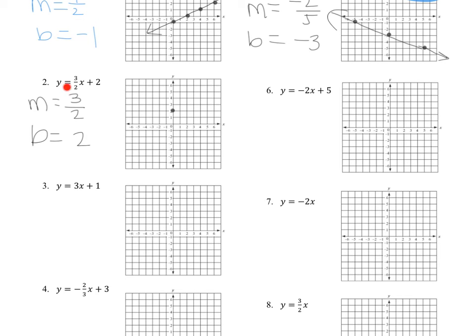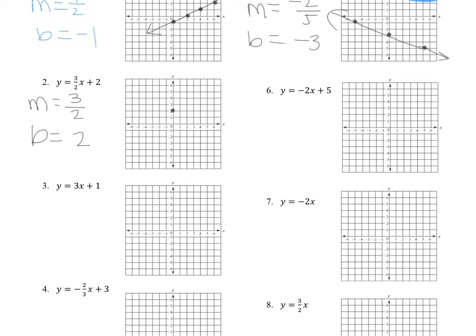Now I apply slope. So looking at my fraction, how high am I going to rise? 3. How far am I going to run? 2. Am I rising up or down? I'm rising up because it's positive. So from that point, I'm going to rise 1, 2, 3, and I'm going to run to the right 1, 2, and I'm going to plot a point.